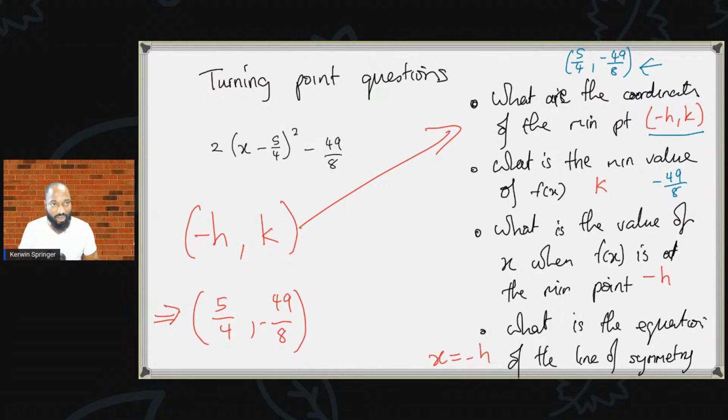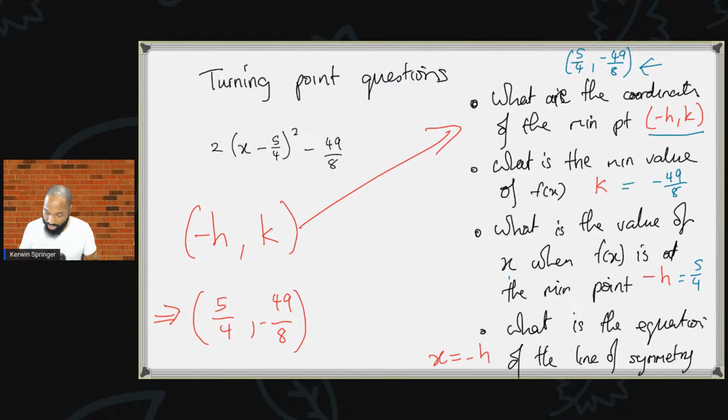Write in the chat if you're understanding. What is the value of x when f(x) is at the minimum point? Negative h. Just write that back. Now keep in mind negative h is an indication that you need to switch the sign. So don't go and put negative 5/4. You must switch the sign. So it's actually 5/4.